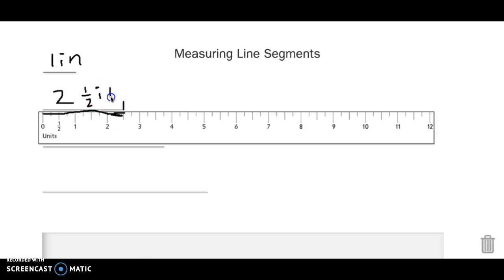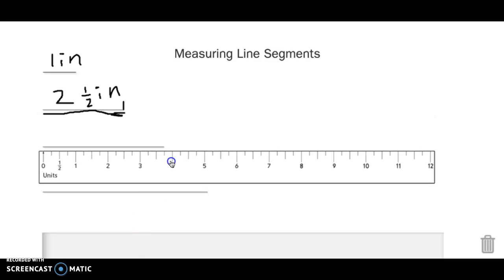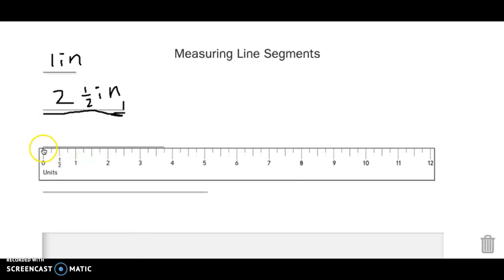2.5 inches, maybe, if we're going to be in inches. Okay, drag it down to my next one. 0, 1 inch, 2 inch, 3 inch. Is it quite at 4? No, it's not. What would this be? Well, we for sure made it to 3 inches and we're not at 4. So it's 3 inches and what?